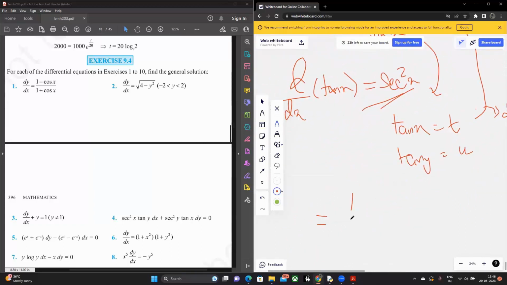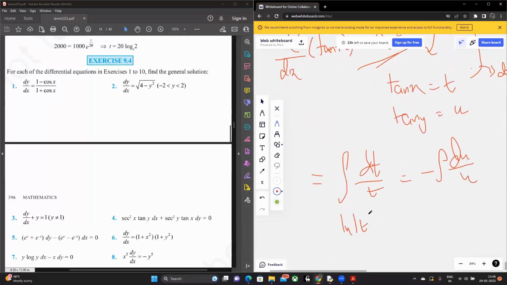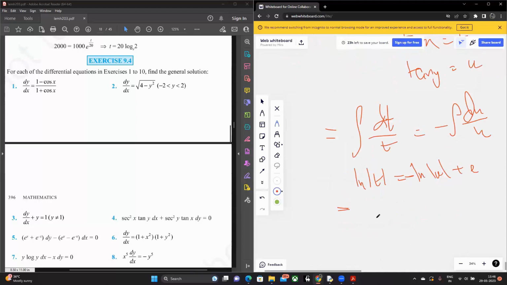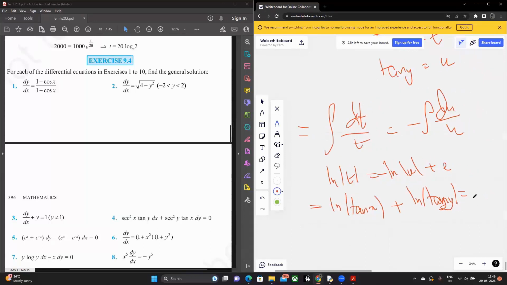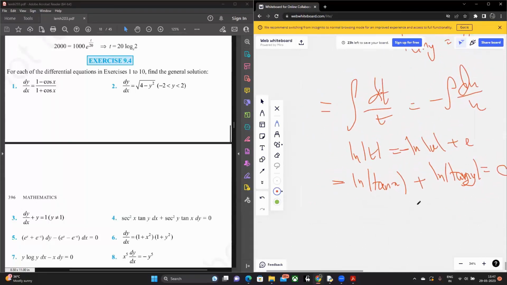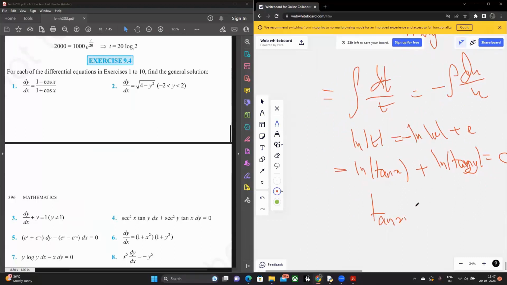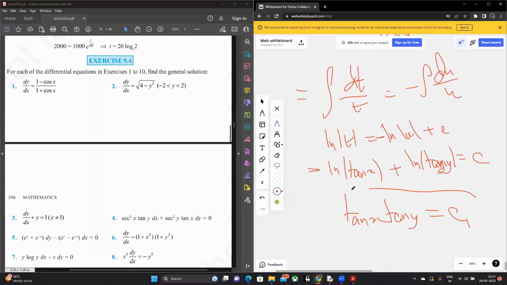And so you are basically left with the integral dt by t equals minus integral du by u, which is the fact that ln mod t is equal to minus ln mod u plus c, which basically states that ln of tan x plus ln of tan y is a constant c, right? Which means that tan x tan y is a constant c, right? Because if you remove this log, this becomes e power c, but e power constant is also a constant, right? So basically you can write this as tan x tan y equals constant.